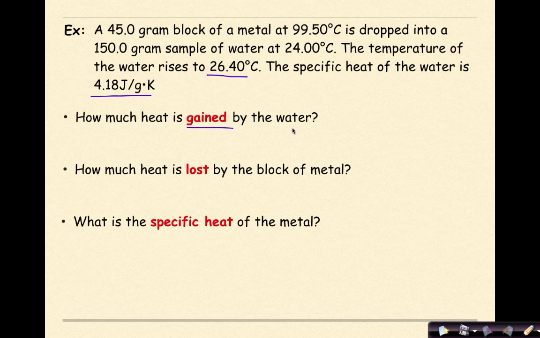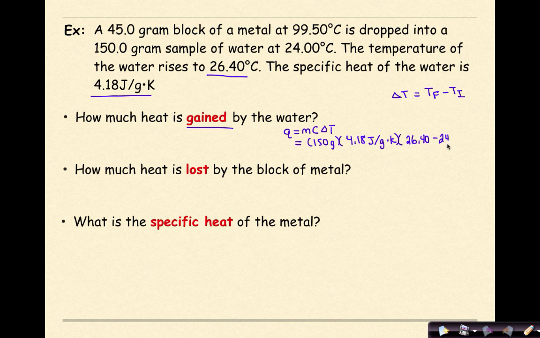And to do this, we're going to use Q equals MC delta T. The mass of our water here is given at 150 grams of water. We know the specific heat of water is 4.18 joules per gram Kelvin. And then we have our temperature change. So again, delta T will always be represented as temperature final minus temperature initial. And our final temperature here is 26.4 degrees Celsius minus our initial temperature of water, which is 24 degrees Celsius.